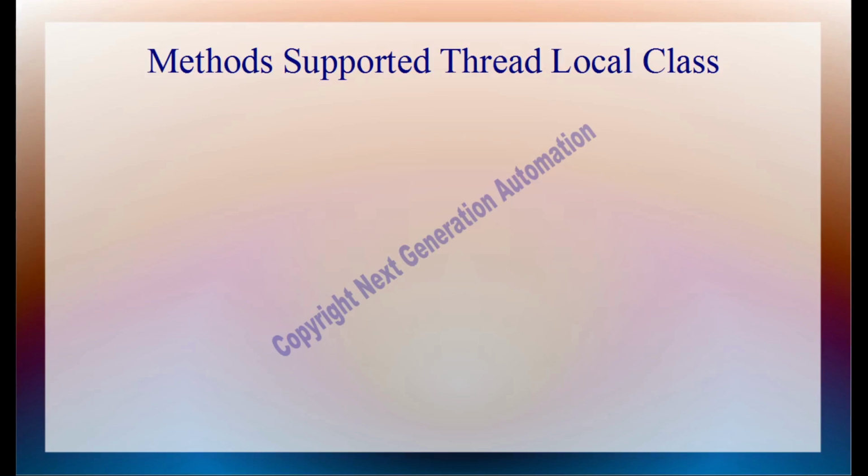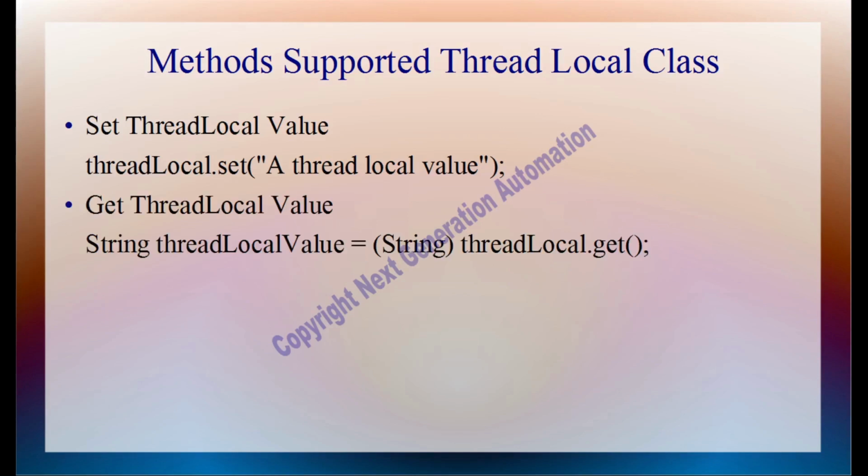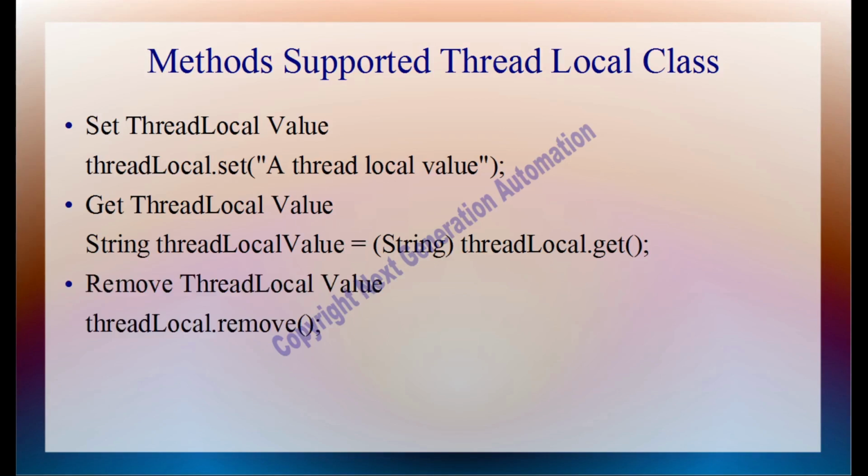Next are the methods supported by the ThreadLocal class. The ThreadLocal class supports multiple methods. The first method is the set method. With the help of the set method, you can set the value of the ThreadLocal variable. The next method is the get method. With the help of the get method, you will get the value of the ThreadLocal variable. The next method is remove. With the help of remove, you can delete the value of the ThreadLocal variable.